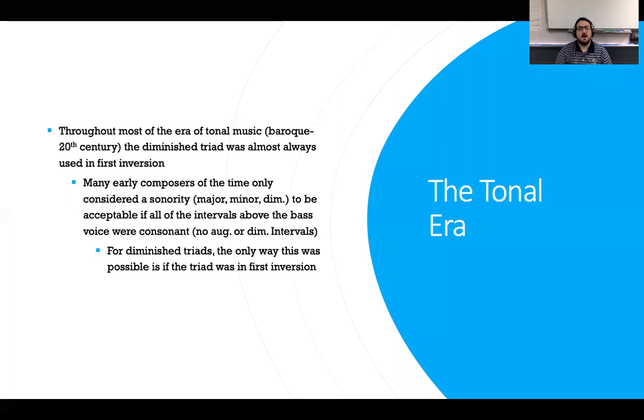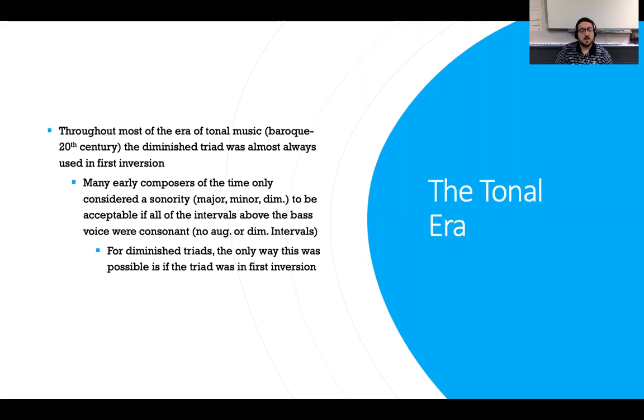So a note about the tonal era. A lot of what we're talking about is tonal harmony from the tonal era. The diminished triad was pretty much always going to be used in first inversion. We see that still today, the diminished triad being a lot of times in first inversion. A lot of early composers really only considered any sonority, major, minor, diminished, whatever, to be acceptable if all of the intervals above the bass were consonant, meaning major or minor, no augmented or diminished intervals there.